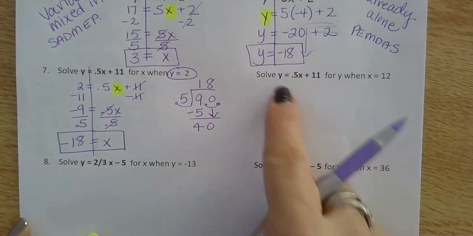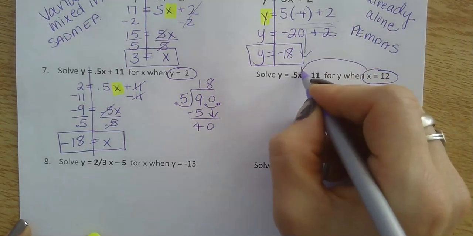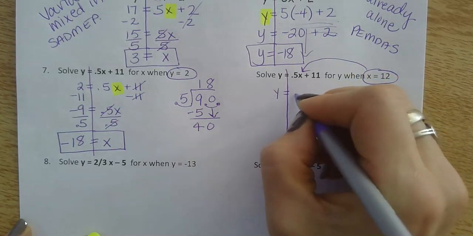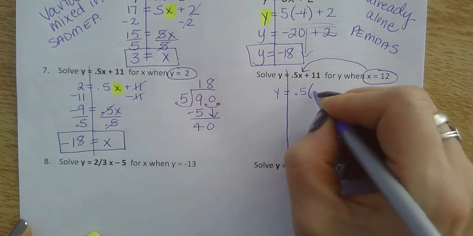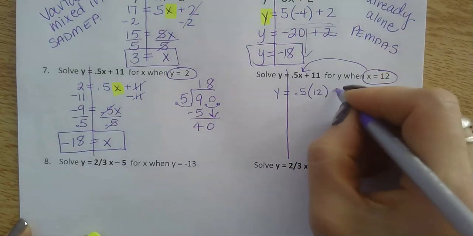All right, so here's the same equation again, and now they're giving me a value for x. So I'm going to plug that in for the x and neatly rewrite everything. 0.5, remember to use parentheses so you don't get confused. This is multiplication. And then plus 11.